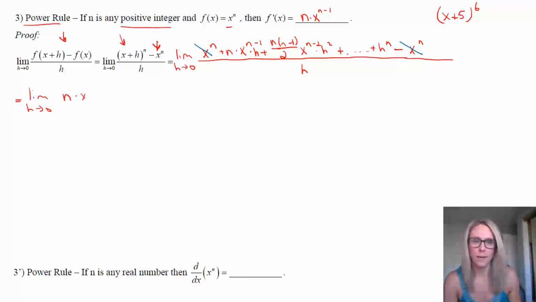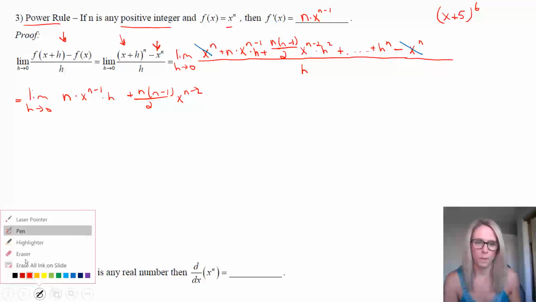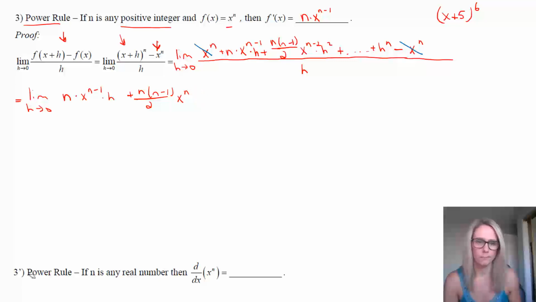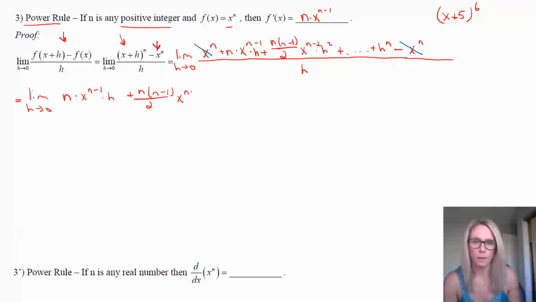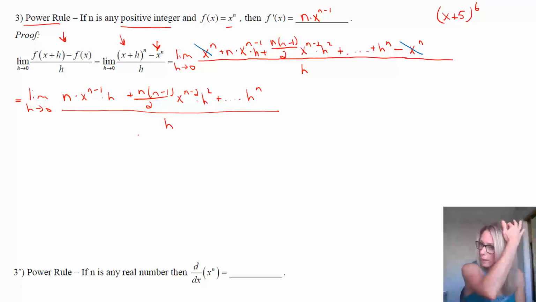So we have n times x to the n minus 1 times h, plus here's the second term, n times n minus 1 over 2. That's the coefficient of the second term, x to the n minus 2 times h squared, and then all our terms in between, and then h to the n, all over h. So that's what we're left with. Again, everything that we have has h.